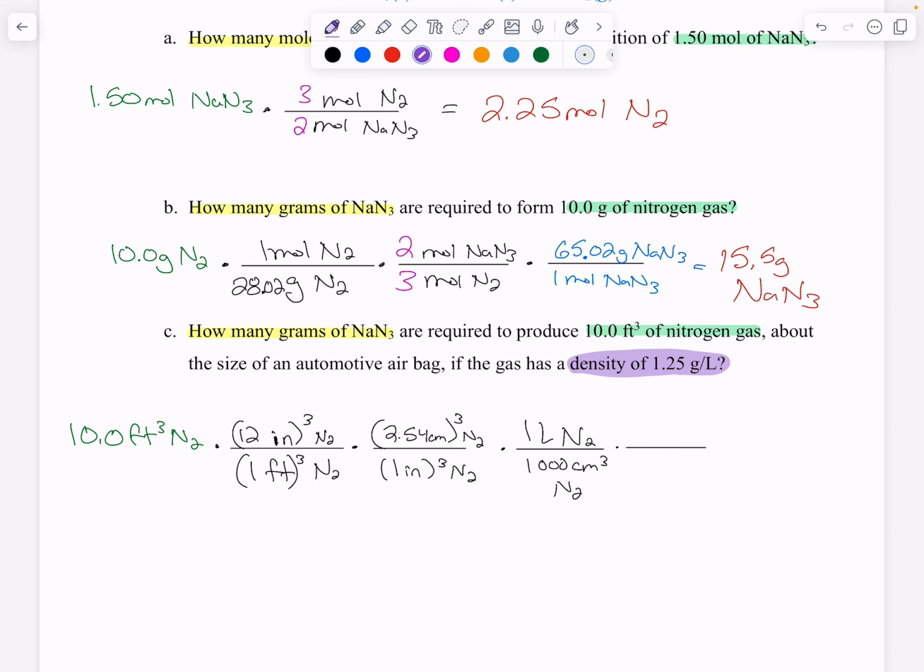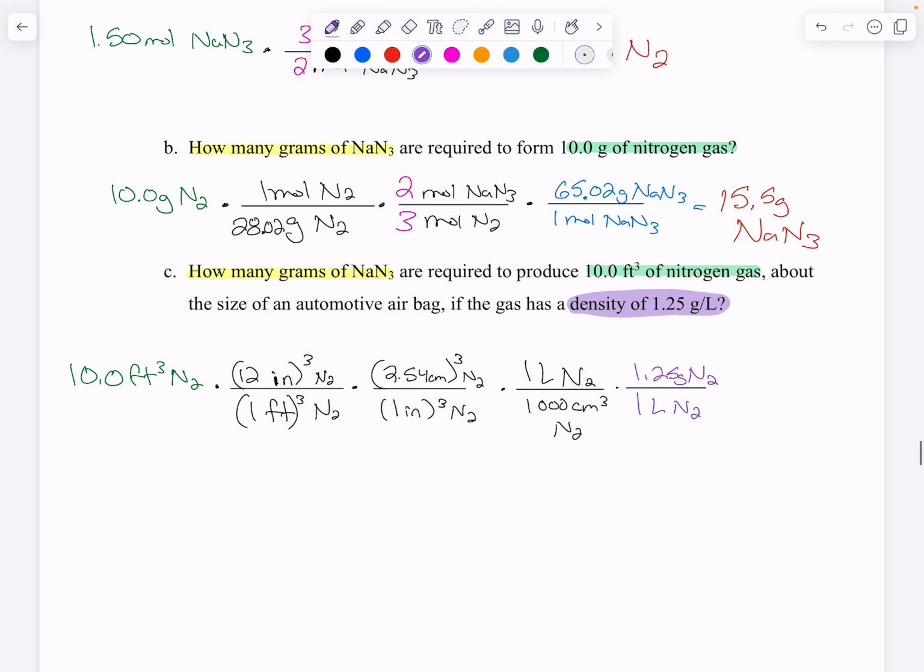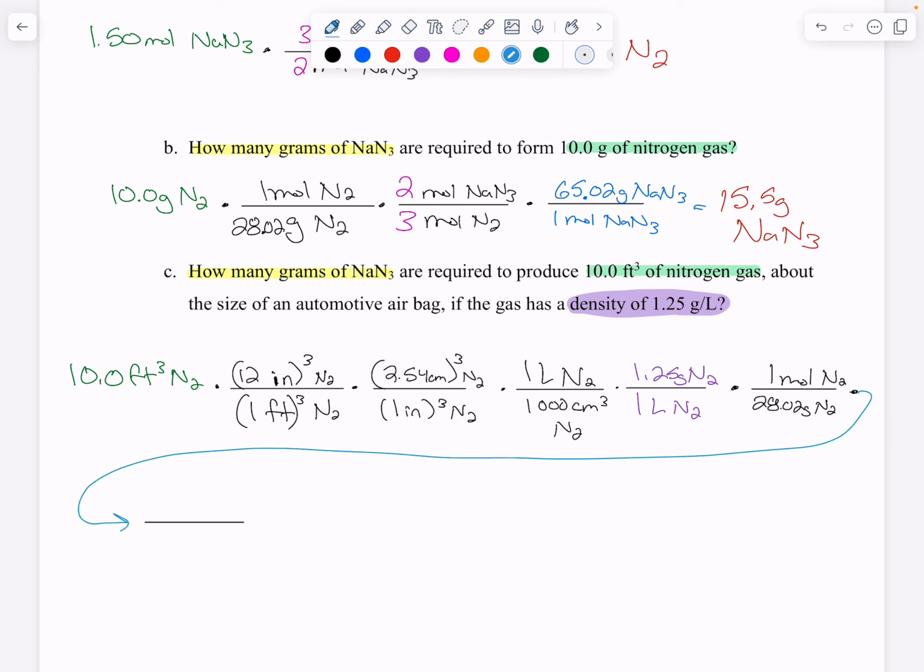And then 1 liter of N2 happens to be 1.25 grams of N2. And now what's it going to look like? The same 3 terms up here, right? We know that there are 28.02 grams of N2, 1 mole of N2. And we're going to come down here on the bottom. So we're just going to do that because I don't have the space. Sorry about that.